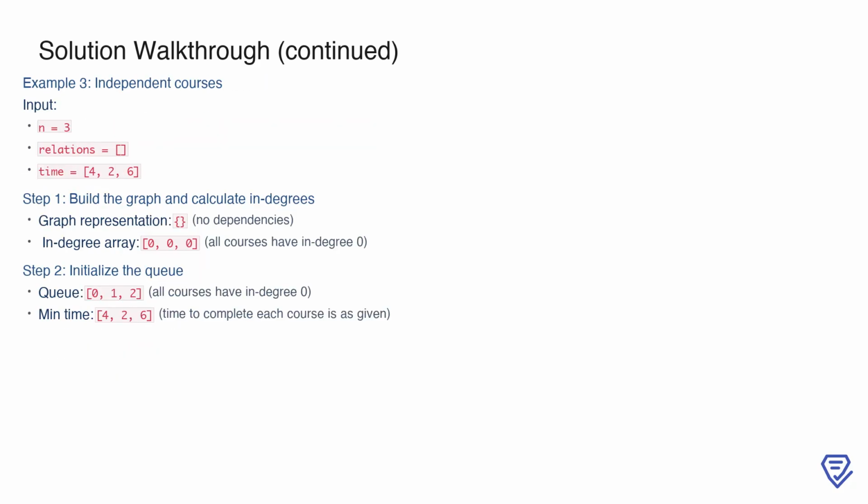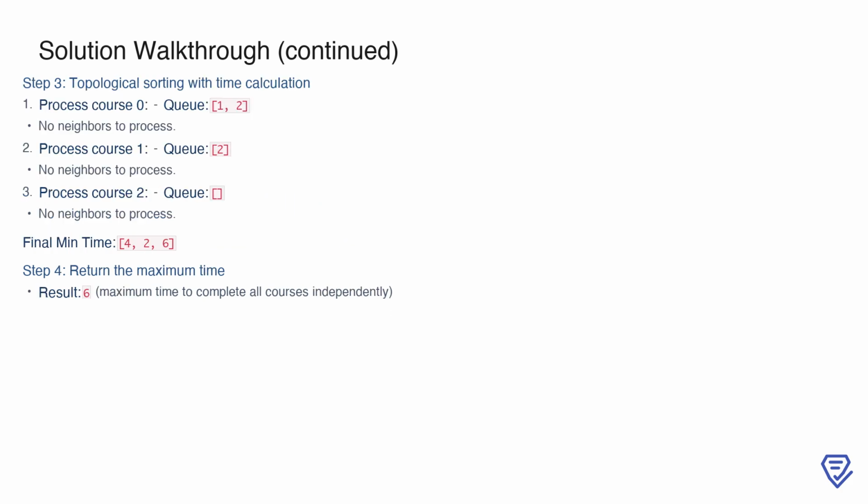In this example, we have 3 courses, but no dependencies between them. The input specifies that the time required to complete each course is 4, 2, and 6 respectively. Since there are no dependencies, the graph is empty, and all courses have an indegree of 0. We initialize the queue with all 3 courses, as they can be processed independently. The minimum time array is set to the given times for each course, 4, 2, and 6. As we process the courses, we observe that none of them have neighbors, meaning no updates to the minimum time array are needed.